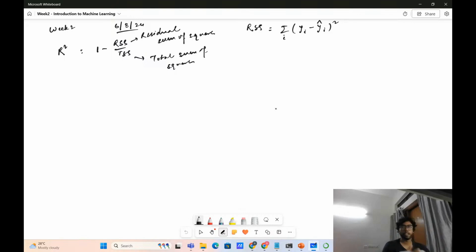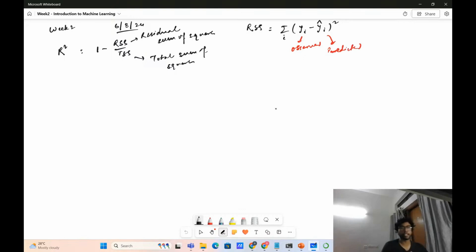So what does it mean? It means that your model is not fitting exactly, so you have some residual. If your model had fit exactly, then your yi observed... so these are the observed values, and these are the predicted values.